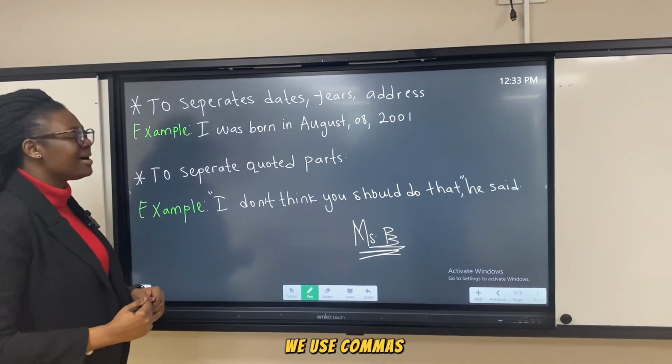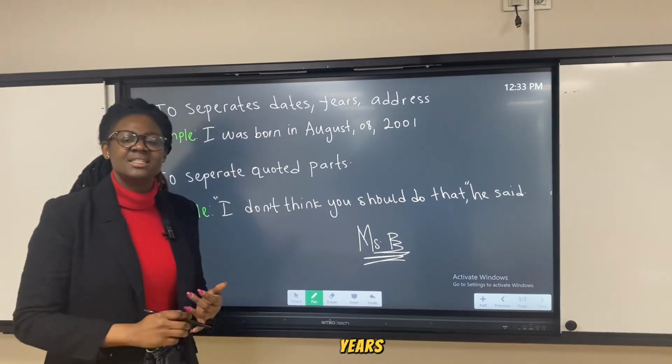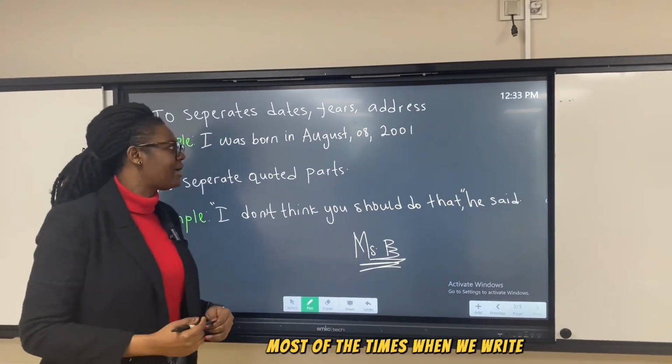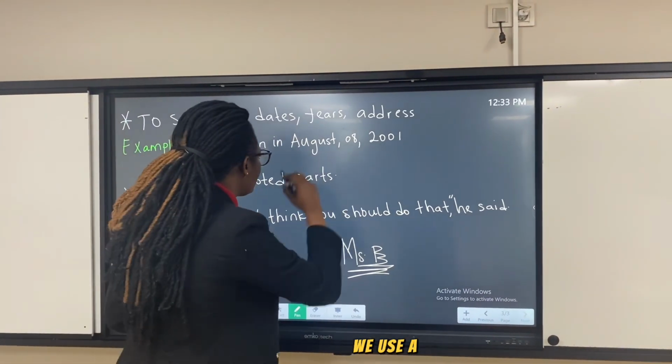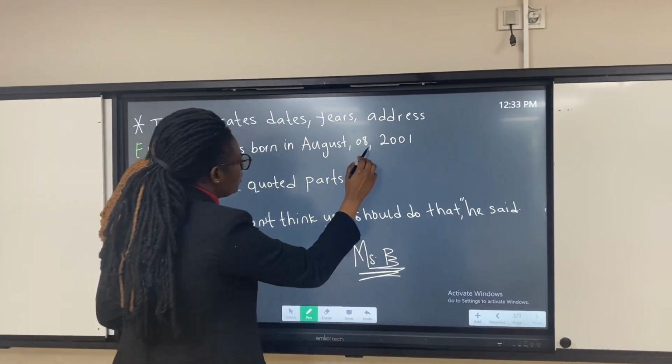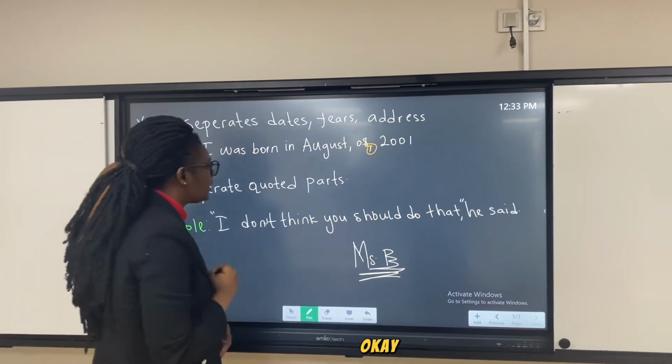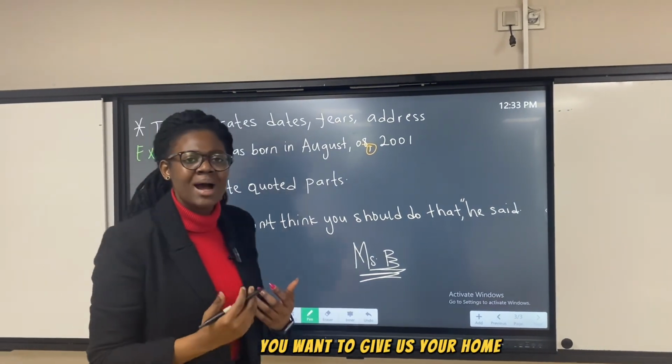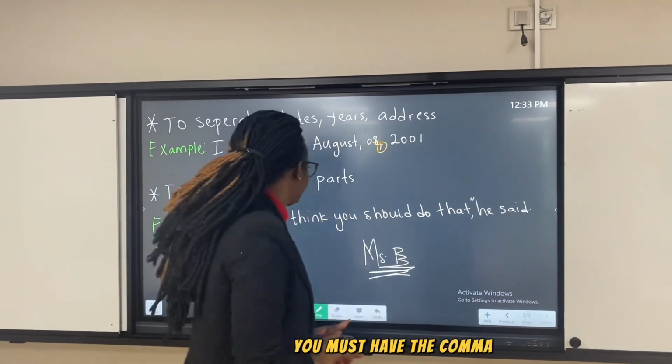Again, we use commas to separate dates, years, and addresses. Most of the time when we write dates in the English language, we use a comma. Let's say I was born in August. We have a comma here. Let's say you want to give us your home address. We must have a comma.